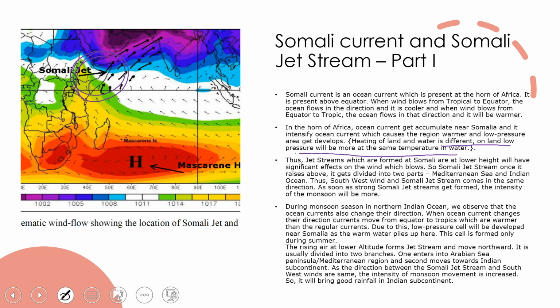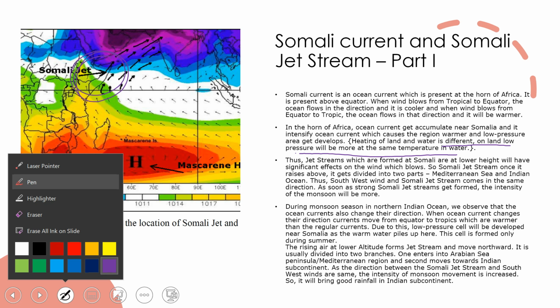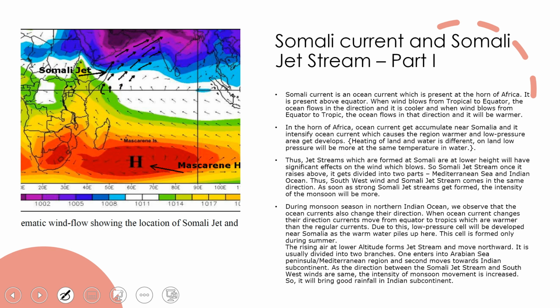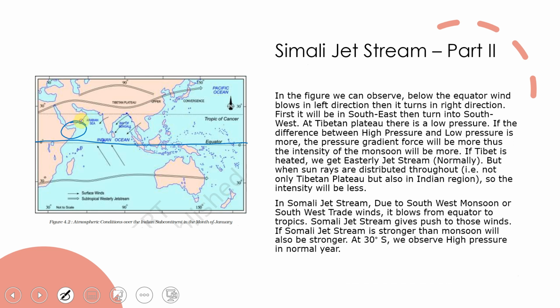Okay, so this jet stream formed at Somalia, at lower height, will have a significant effect on the wind which blows. What is it trying to say? That this is your Somalia. Water is getting accumulated here. Now I have said that heating of water at temperature X will be less compared with the land. So the water will not be heated much hotter, but it will get water vapor formation.